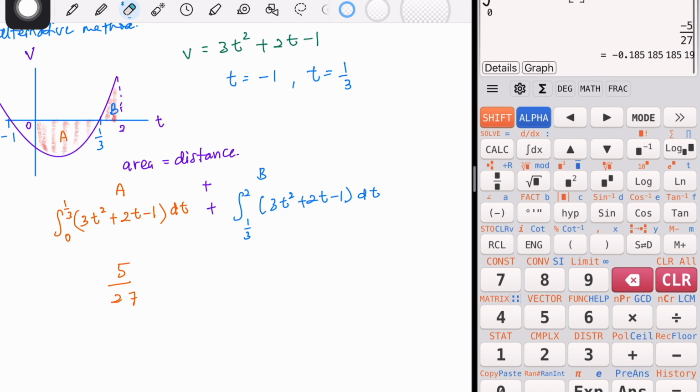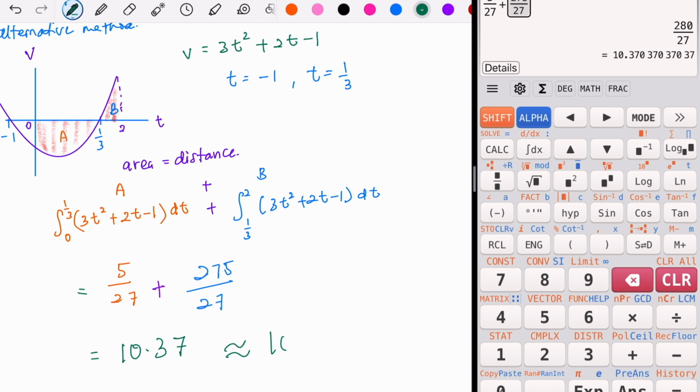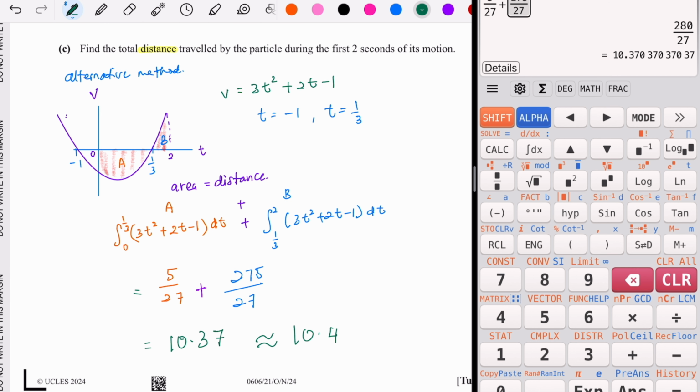Now, let's input the second part, which is B. Here, we will just put the same thing. The limit is going to be different, starting from 1/3 to, instead of 1/3, we change it to 2. Just hit the answer button, and we're going to get 275 over 27. Since what we want is the total distance, we're going to add the two areas together. You can see our final answer is the same as the first method, which is 10.4. It's up to you to choose.